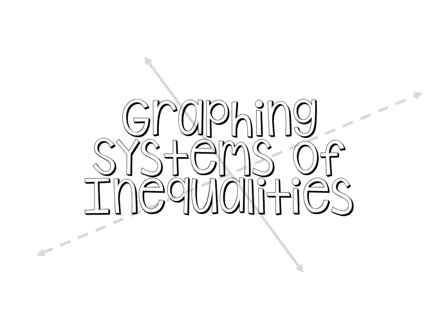This lesson is on graphing systems of inequalities. So a system of inequalities is just when we have two inequalities that we're going to graph simultaneously and look at where their shaded regions overlap.